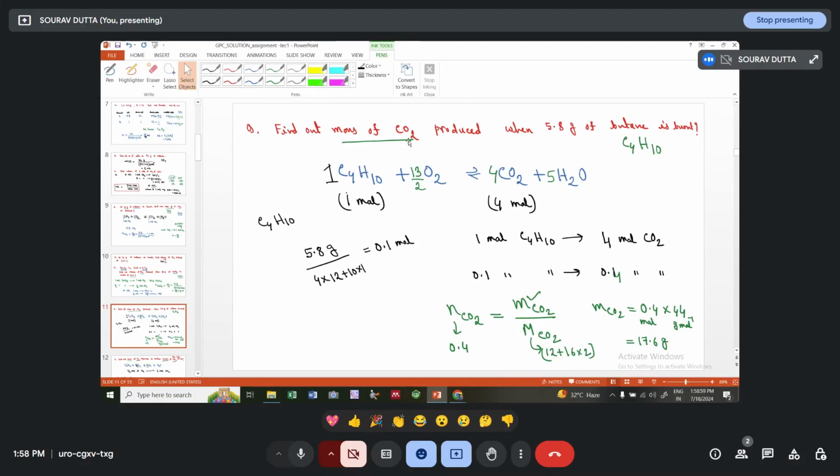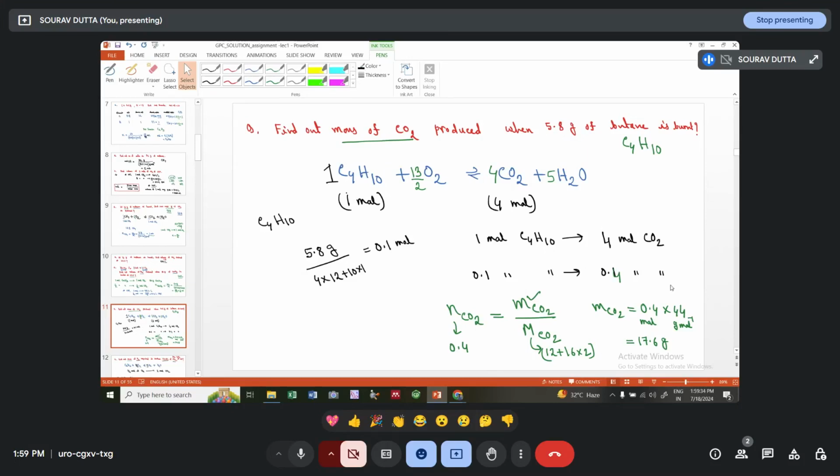And in the question, carbon dioxide and butane are the matter of interest. So according to this stoichiometry equation, 1 mole butane will give 4 mole carbon dioxide. So for 5.8 gram butane, in a similar way, you have to calculate the number of moles: 5.8 divided by the molar mass of C4H10, and we will get 0.1 mole, just like previous. So 1 mole butane gives 4 mole CO2. So 0.1 mole butane gives 0.4 mole CO2.